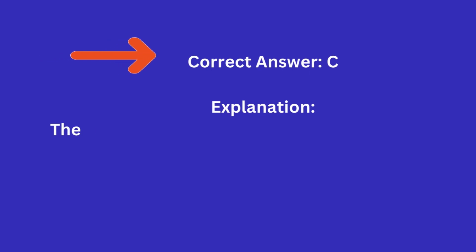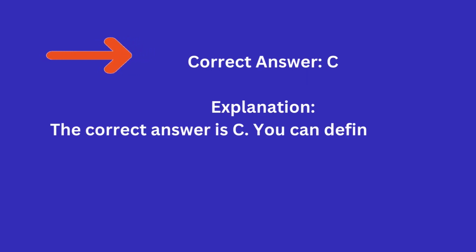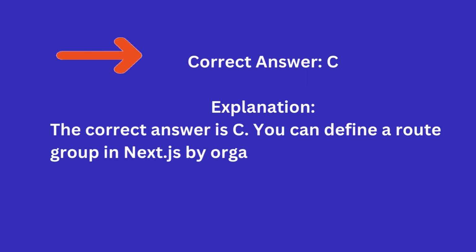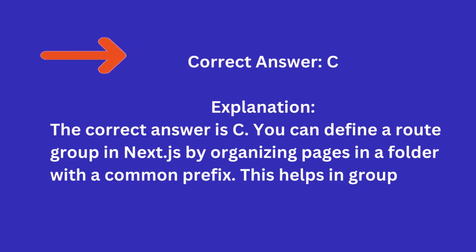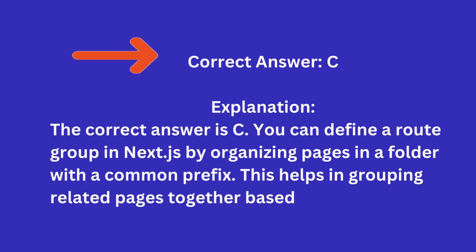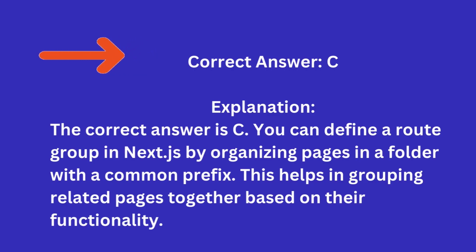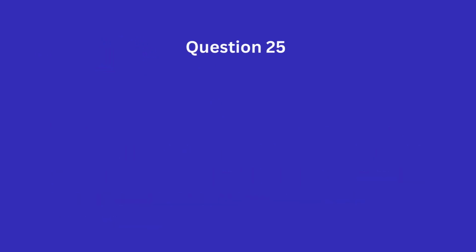Correct answer, C. Explanation. The correct answer is C. You can define a route group in Next.js by organizing pages in a folder with a common prefix. This helps in grouping related pages together based on their functionality.